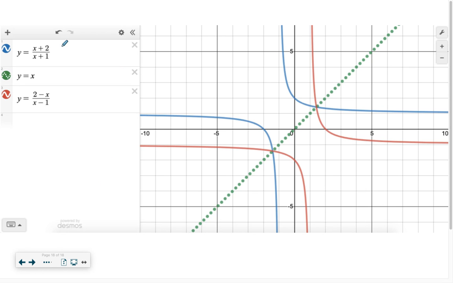And we haven't really talked about graphing rational functions yet. We will in a later chapter, right? But this is what those would look like. Okay, the blue one is my original function, and the red one is my inverse.